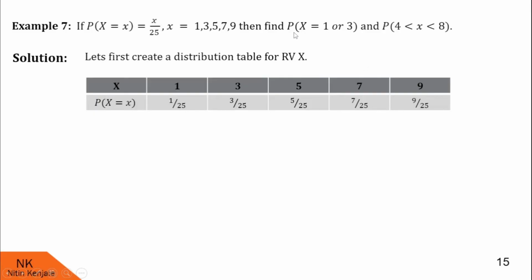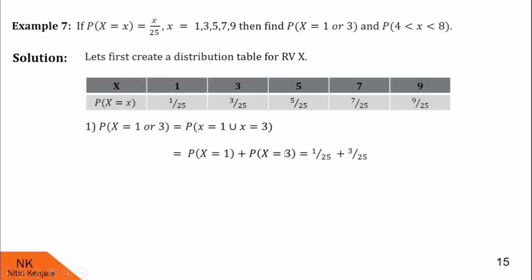Now let us proceed for P of x equal to 1 or 3. P of x equal to 1 or 3 means P of x is equal to 1 union x is equal to 3. By addition rule of probability, we can say P of x is equal to 1 union x equal to 3 is P of x equal to 1 plus P of x equal to 3, which is 1 by 25 plus 3 by 25, that is 4 by 25.